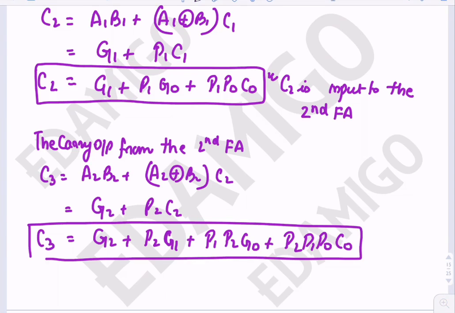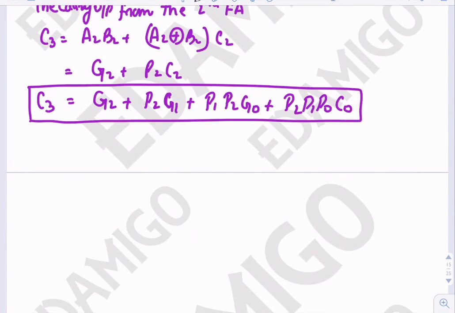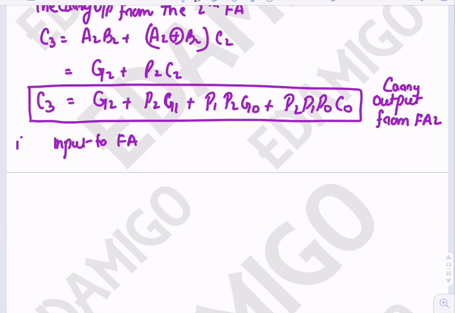Similarly we can find C4, similarly we can find C5, and so on. Let me write C4 also. So this C3 is the carry output from full adder 2, and it is input to full adder 3.